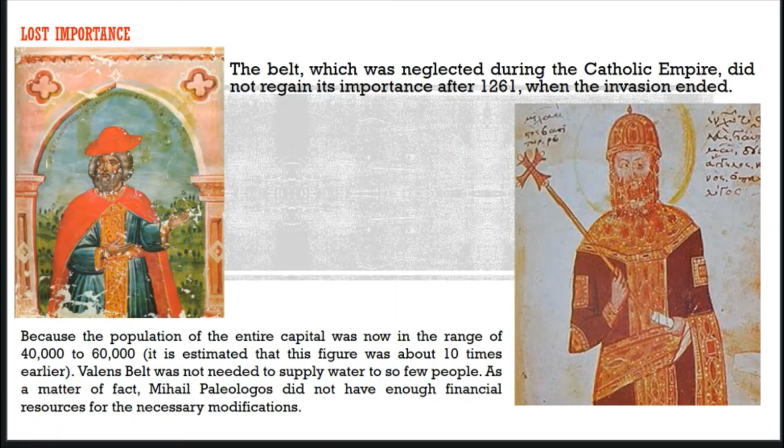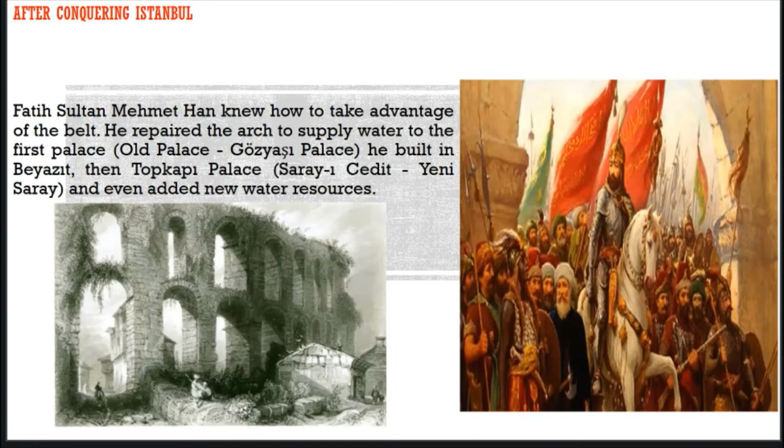It lost importance. The aqueduct, which was neglected during the Latin Empire, did not regain its importance after 1261, when the occupation ended. Because the population of the entire capital was low, in the range of 40,000 to 60,000, it's estimated that this figure was about 10 times higher earlier. The Valens aqueduct was not needed to supply water to so few people. As a matter of fact, Michael Palaiologos did not have enough financial resources for the necessary modifications.